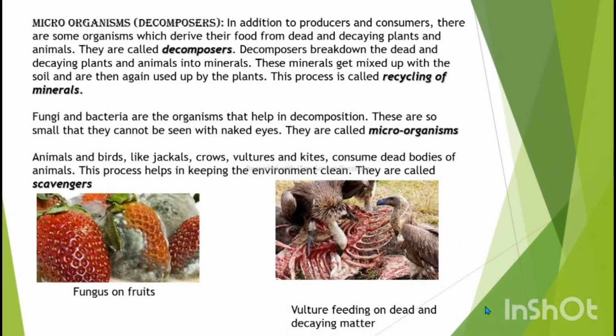Now, the third organism on our list is microorganisms, also known as decomposers. In addition to producers and consumers, there are some organisms which derive their food from dead and decaying plants and animals. They are called decomposers. Decomposers break down dead and decaying animals and plants into minerals. These minerals get mixed up with the soil and then are again used up by the plant. This process is called recycling of minerals. Fungi and bacteria are the organisms that help in decomposition. These are so small that they cannot be seen with the naked eye.